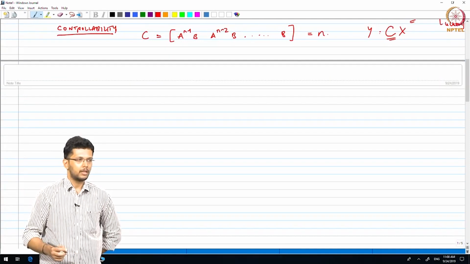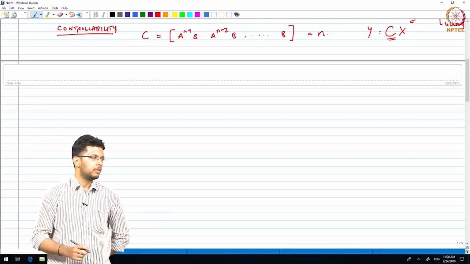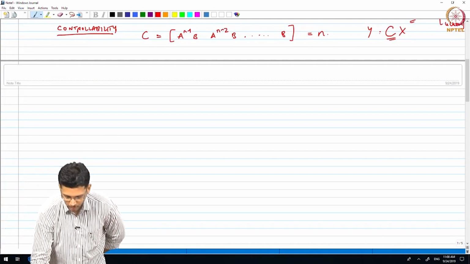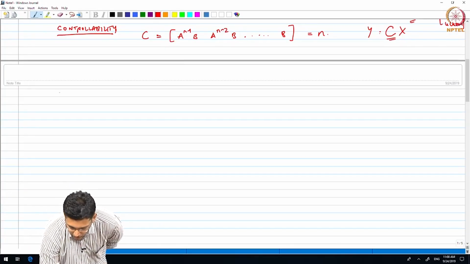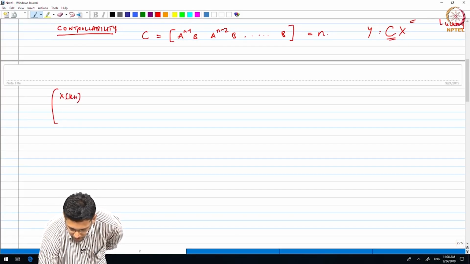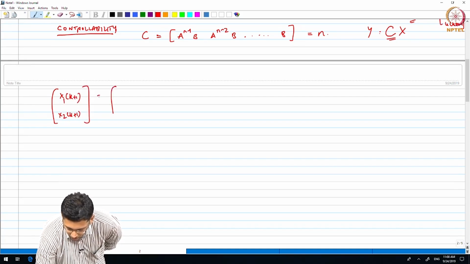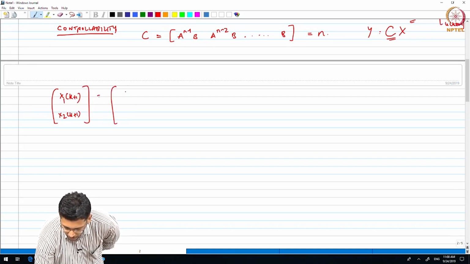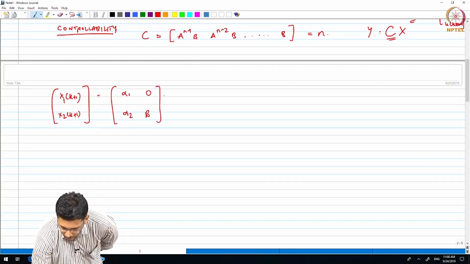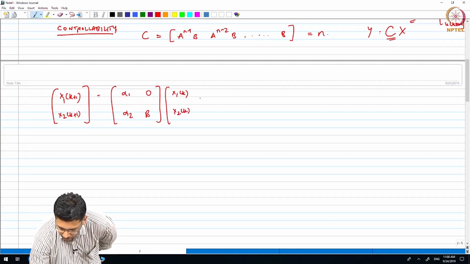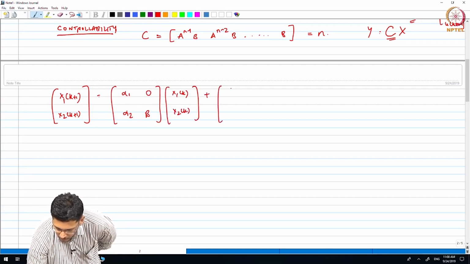So in the previous class he has given an example about the stirred tank heater. So let us see that example again. You have your two states, x1 of k plus 1, x2 of k plus 1, equal to the matrix alpha 1, alpha 2, 0, b, times x1 of k, x2 of k, plus.